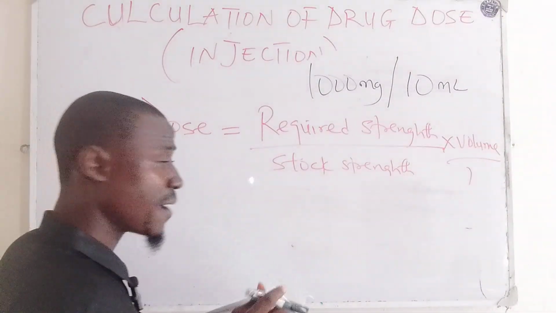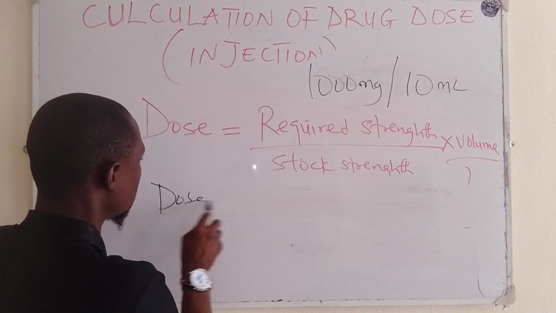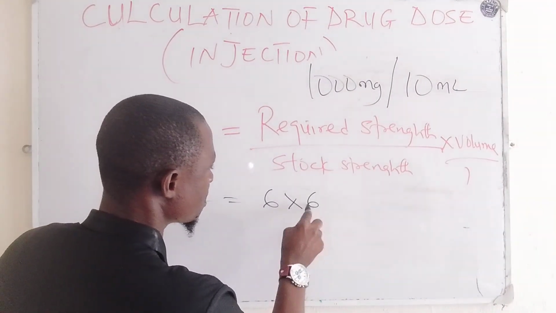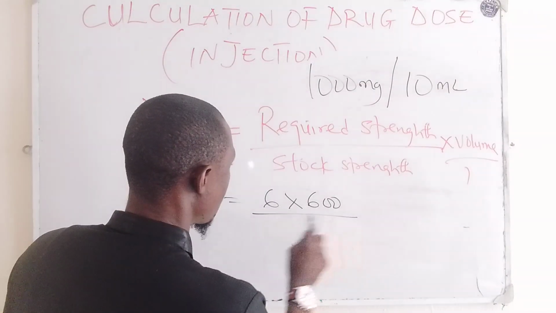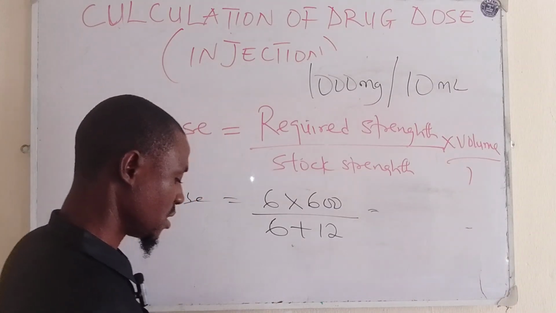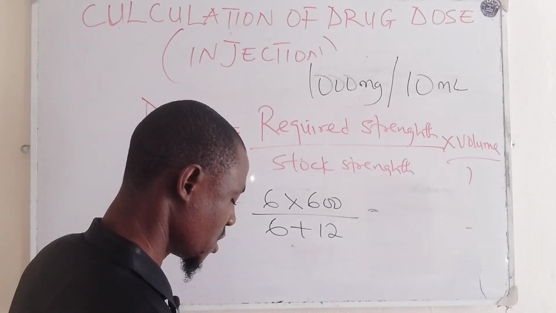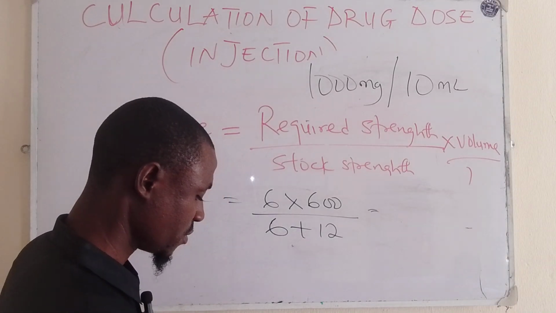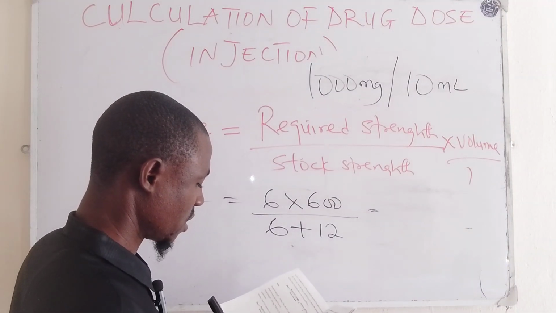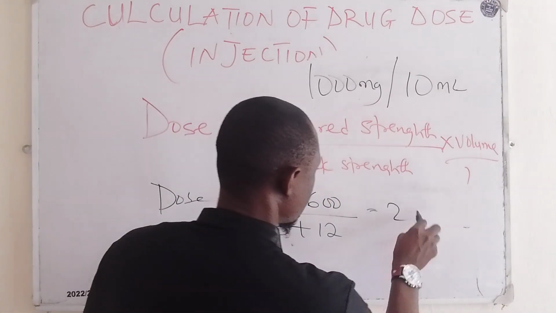Now, since we have the formula, to calculate the dose, it will be the age of child in years, which is 6, times the adult dose, 600, over the age of child, which is also 6, plus 12. So this gives us 6 times 600 over 6 plus 12. If we do it, we arrive at an answer. I think we arrive at about 200 milligram.